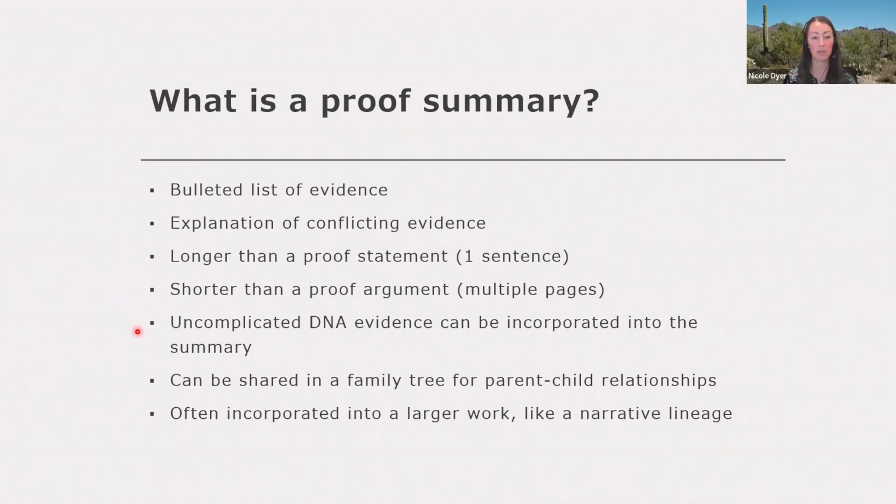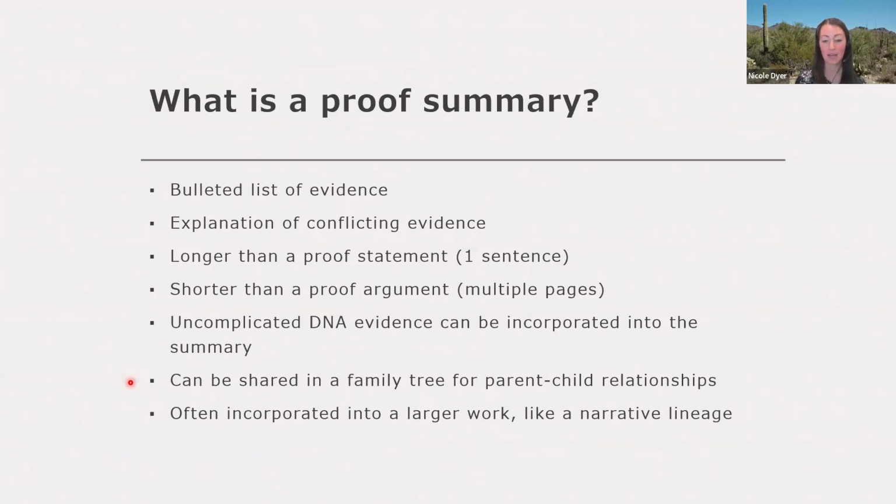Why would you want to create a proof summary? This can be shared in a family tree for parent-child relationships. And often we see parent-child relationships in family trees with no evidence whatsoever, or scant evidence, or one piece of evidence from a source that doesn't have direct information, direct evidence, or maybe it has secondary information. And so it's not very strong. And so we can really beef up our family trees that we're sharing by adding proof summaries to them like this.